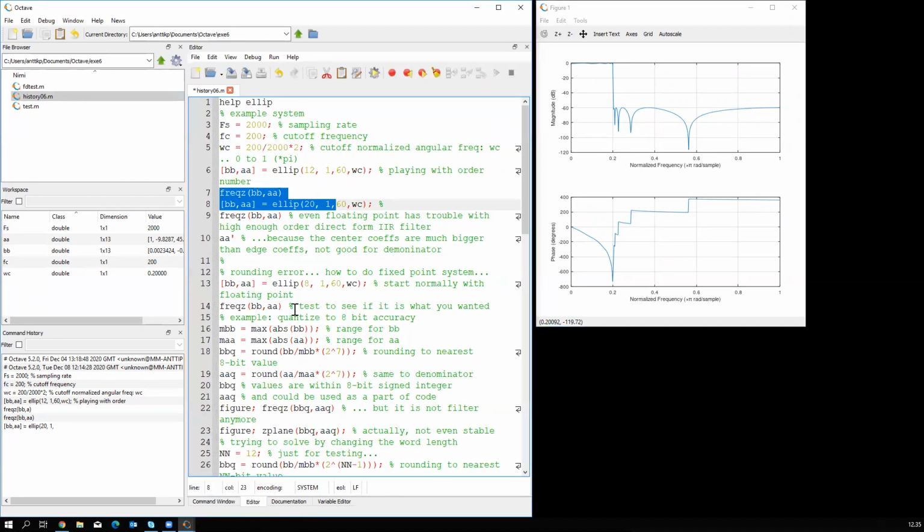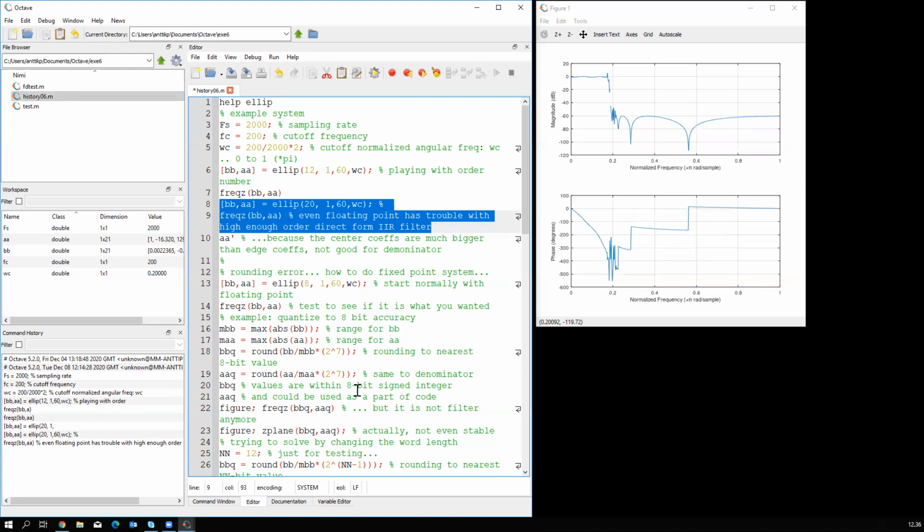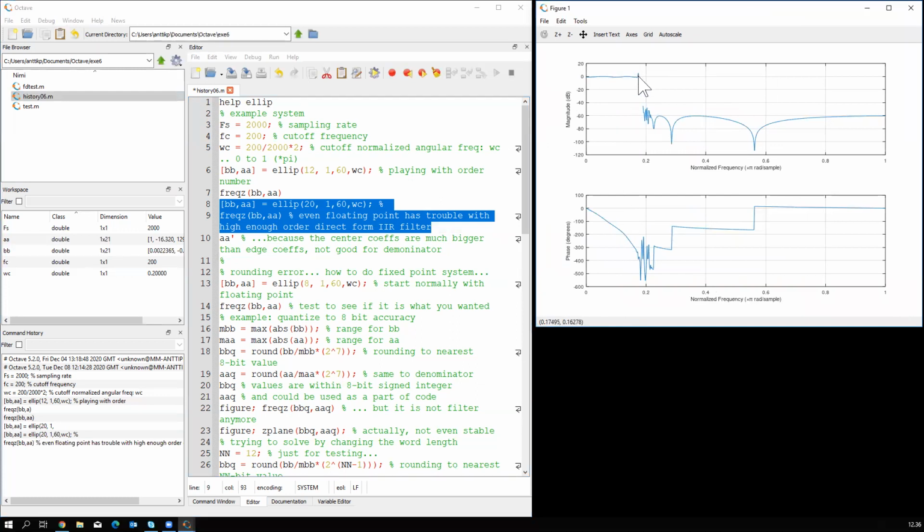Now, first I will show you that even this floating point filter may have some trouble in the calculations if you design it as a direct form, calculating everything in one single section, not second order sections, but a huge 20th order section, a single 20th order section. I'll show you a couple of things here.